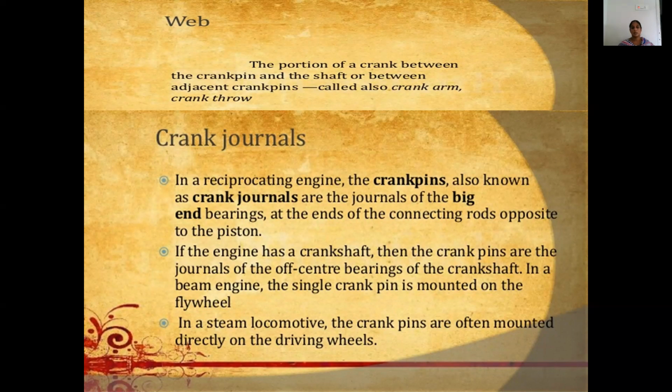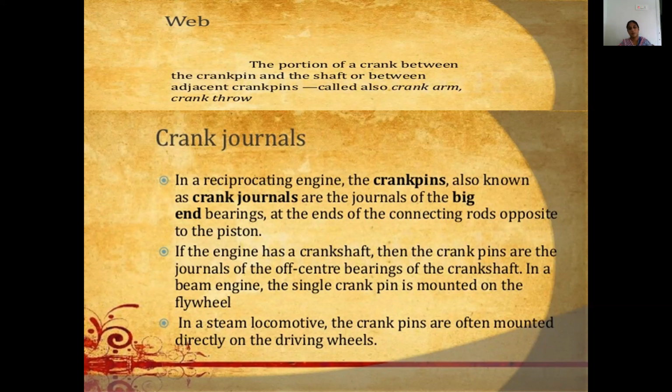Okay, crank journals. In a reciprocating engine, the crank pin is also known as the crank journal, or the journal of the big end bearings at the end of the connecting rod opposite to the piston. If the engine has a crankshaft, then the crank pins are the journals of the off-center bearings of the crankshaft. In a beam engine, the single crank pin is mounted on the flywheel. In the steam locomotive, the crank pins are often mounted directly on the driving wheels.